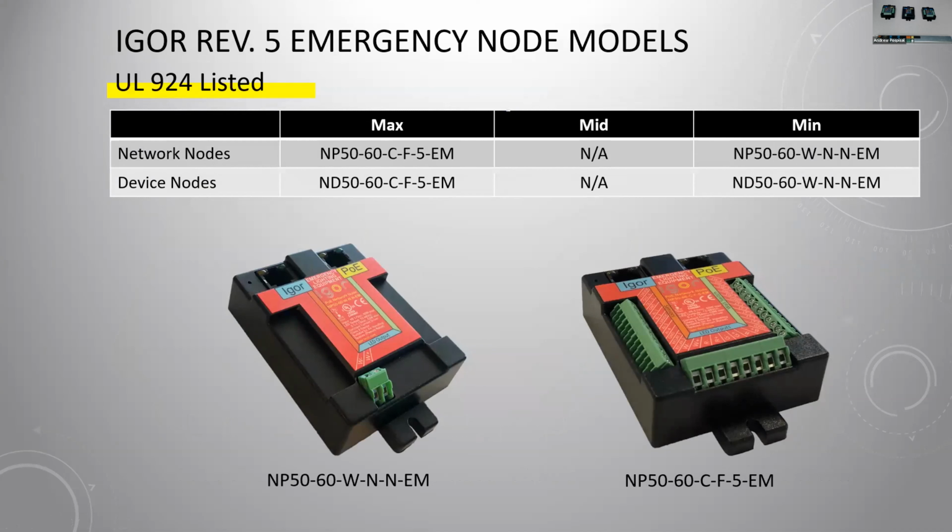These two nodes here are a couple of examples of our Rev 5 emergency node models. So the red label on any Igor nodes indicates that it's got that UL 924 listing. And so we'll go into a little bit of detail later on how exactly that functions. But anytime you see a red Igor node, it's emergency lighting UL 924 listed. You will notice that we don't have a mid version of this node. We just have the max and the min, and that was really just based upon being able to handle tunable white lights with the max or single static lights with the min. And we didn't see a whole lot of extra I/O being placed on the emergency nodes. So that's why we just kept it at the max and min for both the network and device node versions.